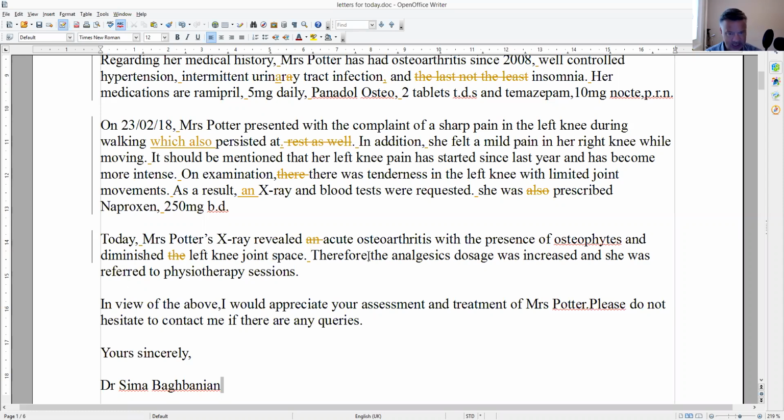Therefore, the analgesic dosage was increased. Who increased it? Did you increase it? Then why not say so? And she was referred to physiotherapy sessions.